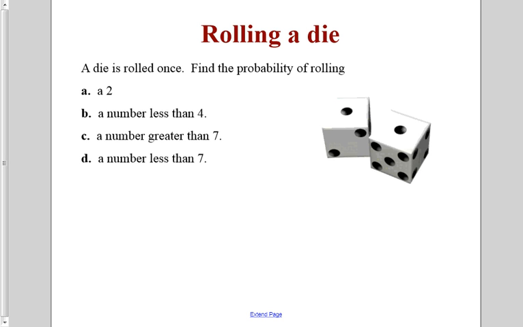Now let's talk about rolling a die. Before I even start trying to find the probability of anything, with a die, I know I have 6 possible outcomes. So, if I'm looking for a 2, well, only one side of a die is a 2, so there's just a 1 in 6 chance of me getting the desired outcome. If I'm looking for a number less than 4, well, on a die, 1, 2, and 3, that's 3. There are 3 numbers less than 4, so there's a 3 out of 6 chance, or just a half of a chance.